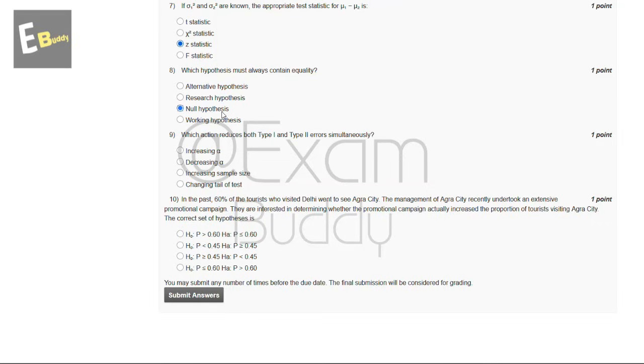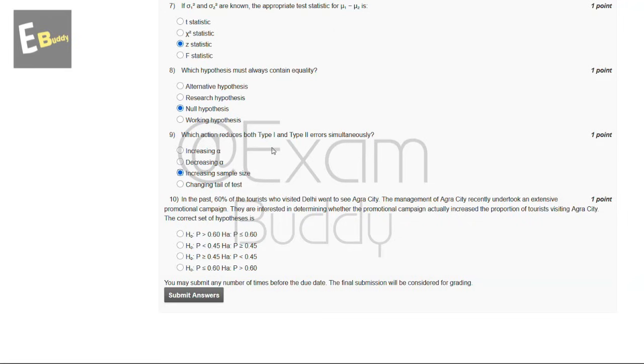And now let's go to our question number 9. Which action reduces both type 1 and type 2 error simultaneously? So these are the options: increasing alpha, decreasing alpha, increasing sample size, changing tail of test. So the answer for our ninth question is C, increasing sample size.